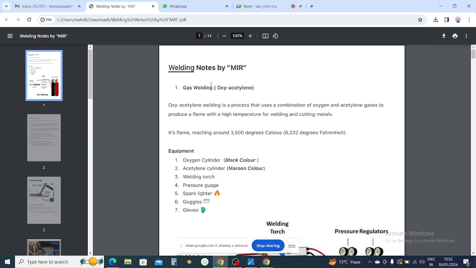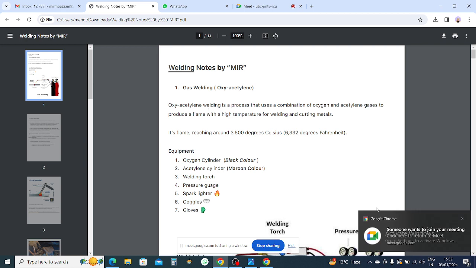So first we talk about gas welding. It is oxyacetylene gas. Oxy means oxygen, and acetylene is a gas that is used for burning, to give flame. So let's see the definition of oxyacetylene welding.